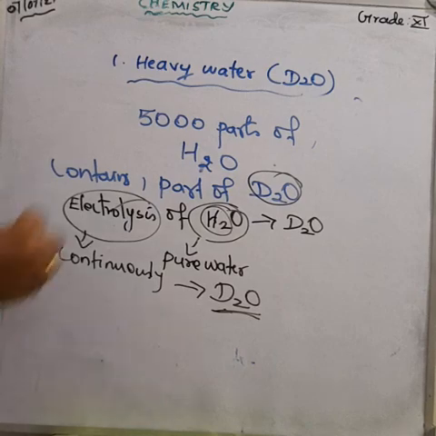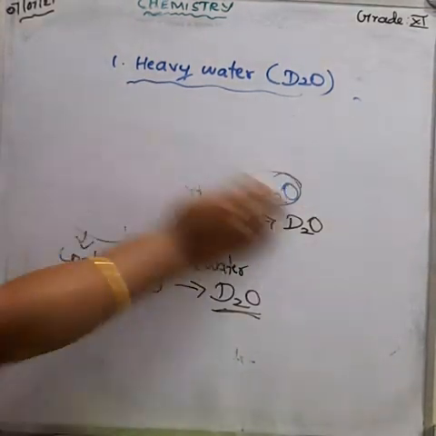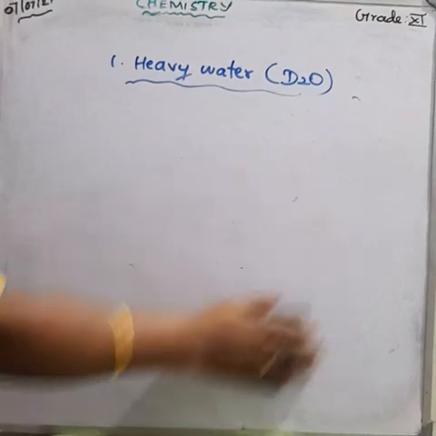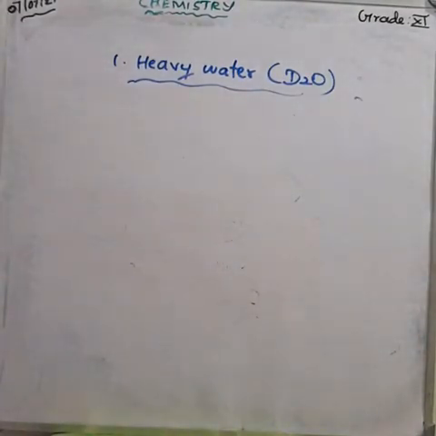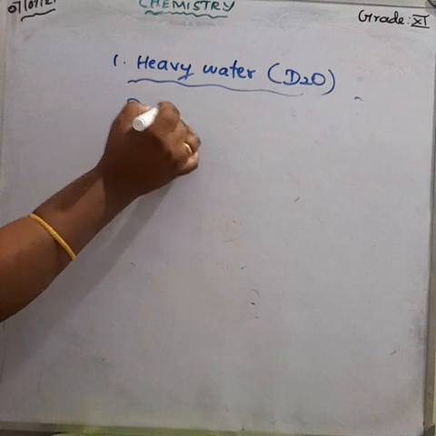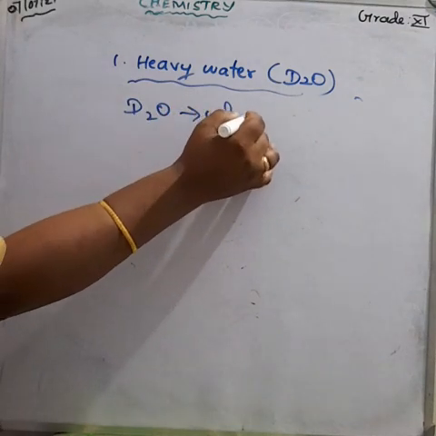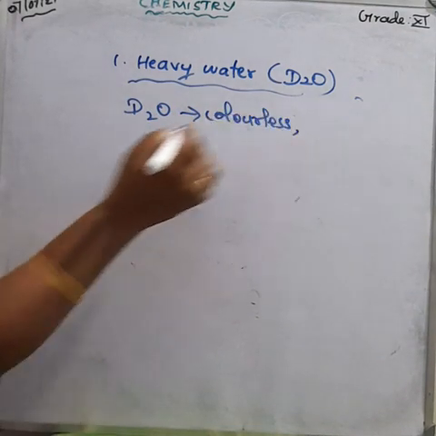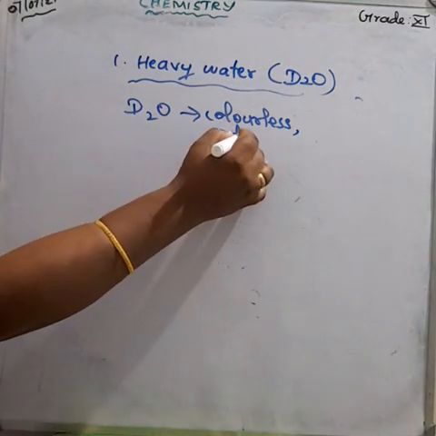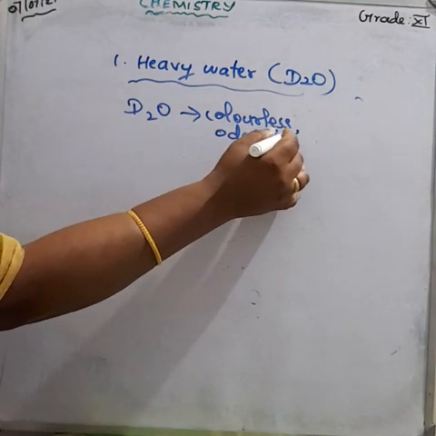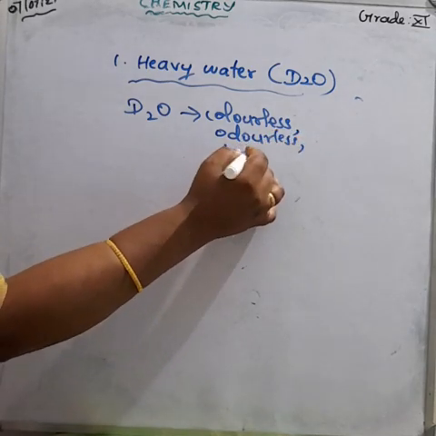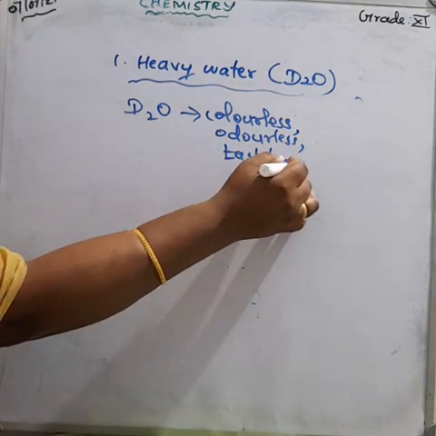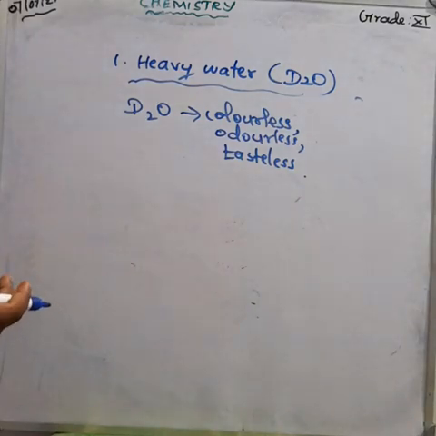And what are the physical properties of heavy water? Heavy water, that is D2O, is a colorless, odorless and tasteless liquid. Ordinary water, H2O, is also colorless, odorless and tasteless. Like that, D2O is a colorless, odorless and tasteless liquid. But ordinary water and heavy water have different physical properties.